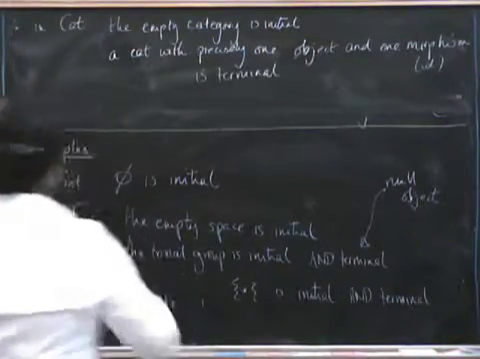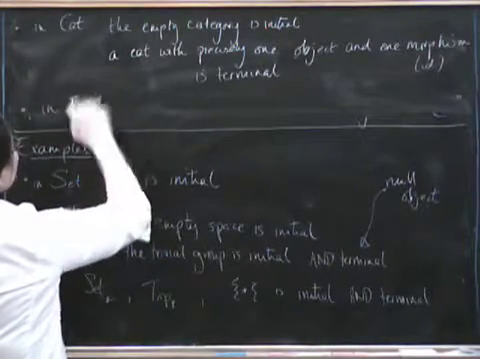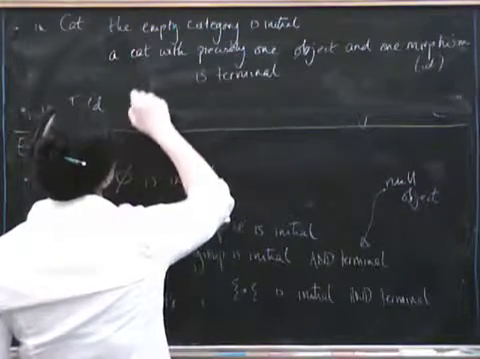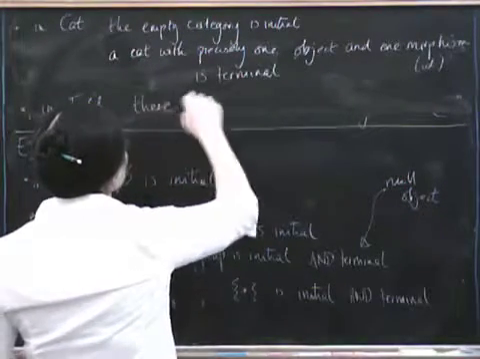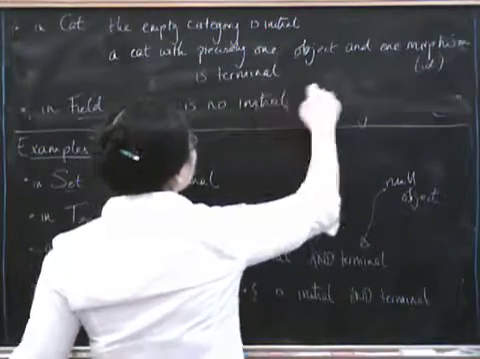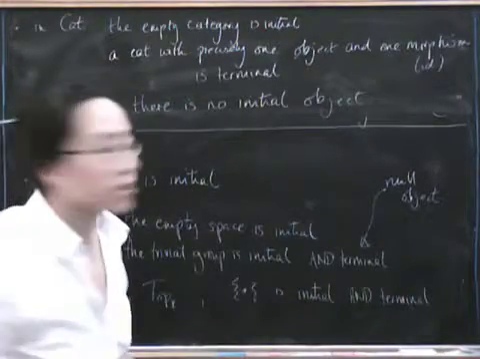So that's what happens in Cat, and it's also worth noting that in the category of fields, we have no terminal object, and we also have no initial object. This whole thing is a problem about different characteristics, incidentally.